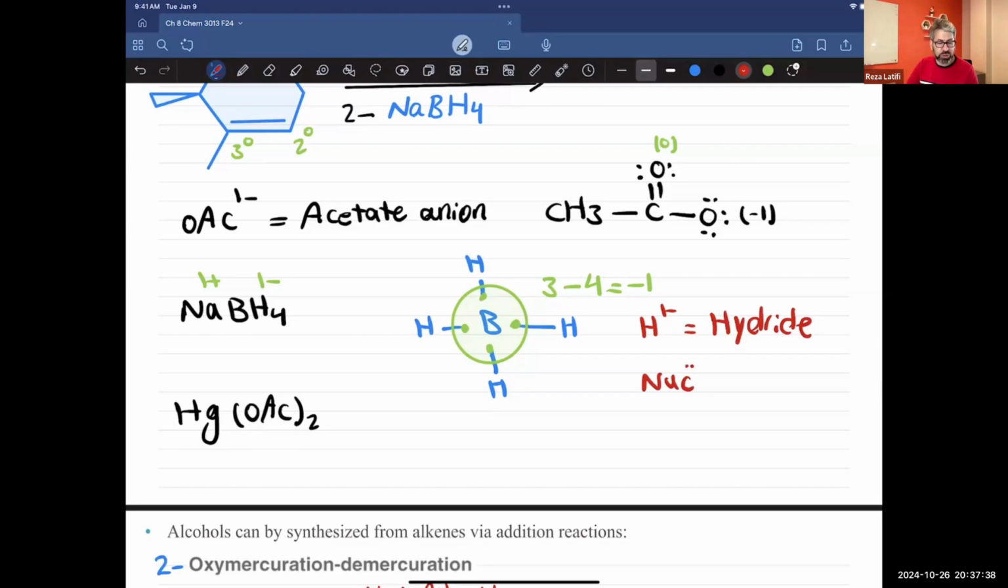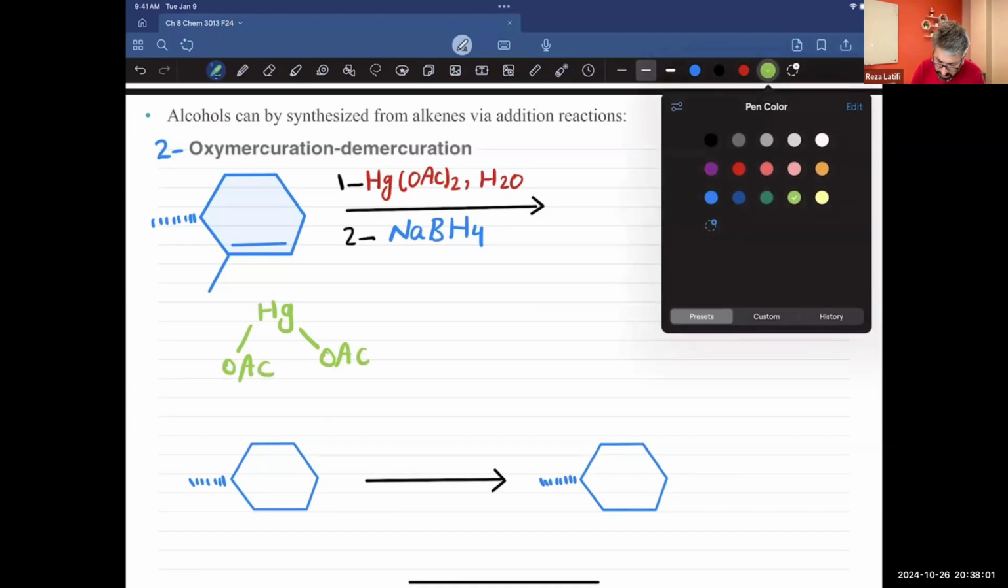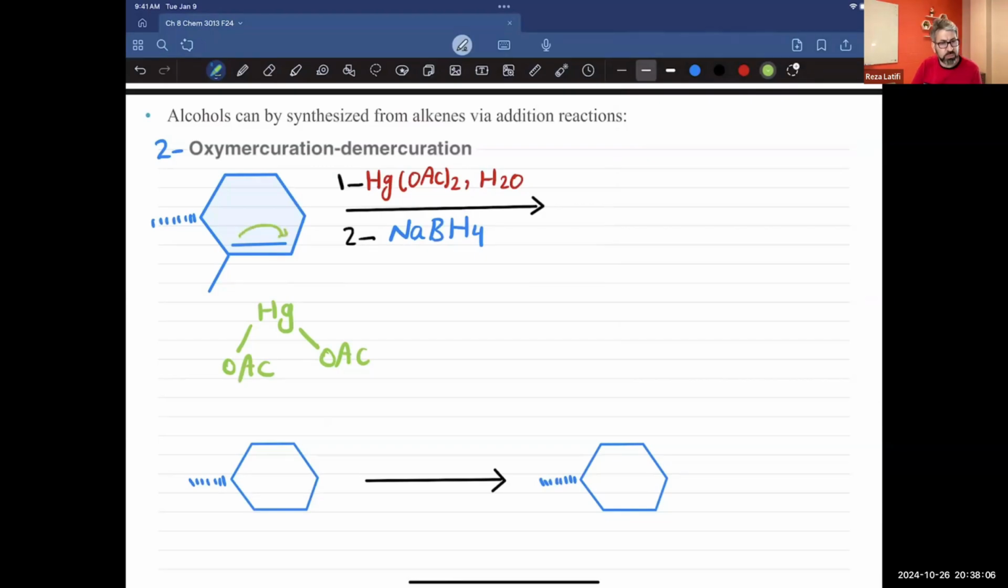And mercury with 2 acetate, mercury is going to have 2 electrons, or a lone pair there, and that lone pair can behave as a nucleophile. The first step of the reaction is going to start this way. You will have mercury that's attached to 2 OAc, and the double bond.